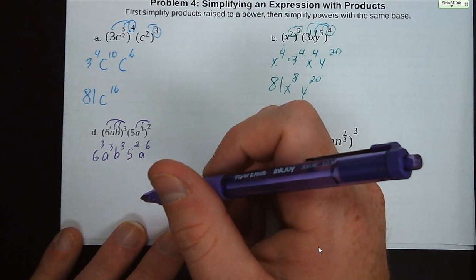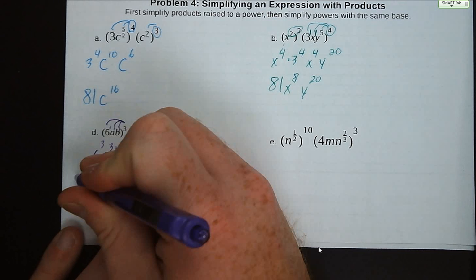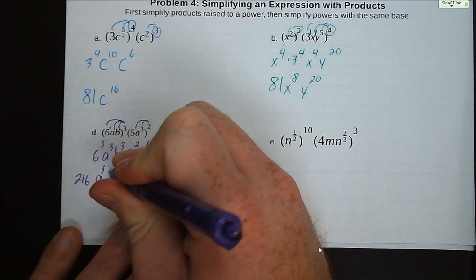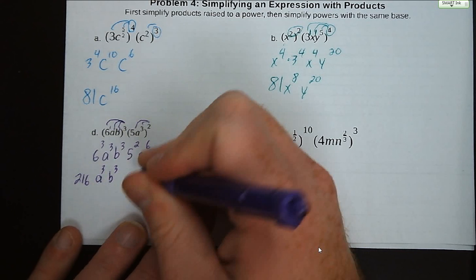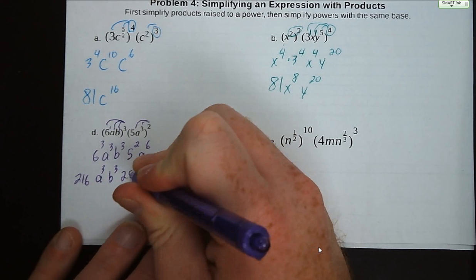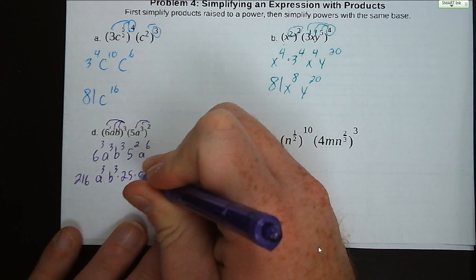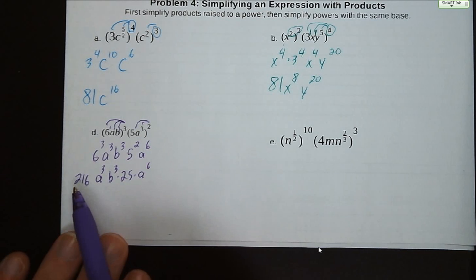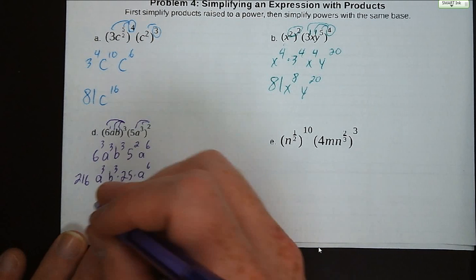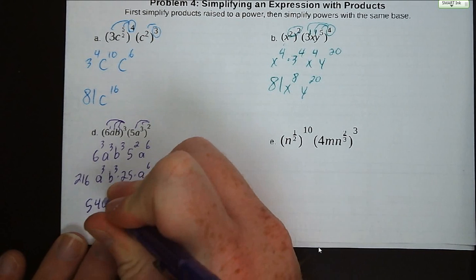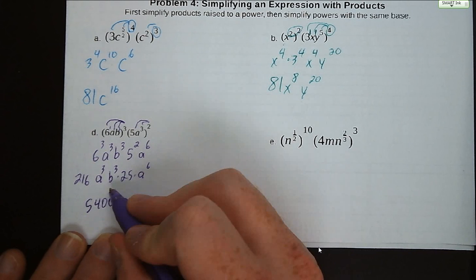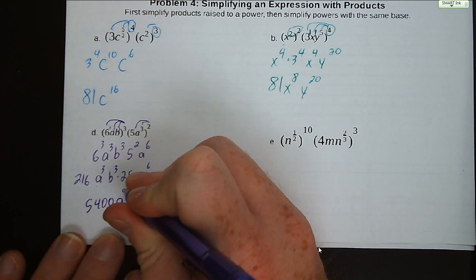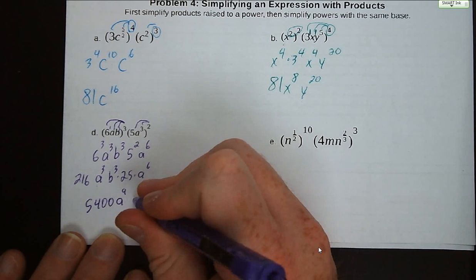So now 6 to the third power is 216, a to the third, b to the third, 5 squared is 25, and a to the 6th. So now we need to just do our last multiplication. 216 times 25 is 5,400. We have a to the third, a to the 6th, so that is a to the 9th power, and b to the third.